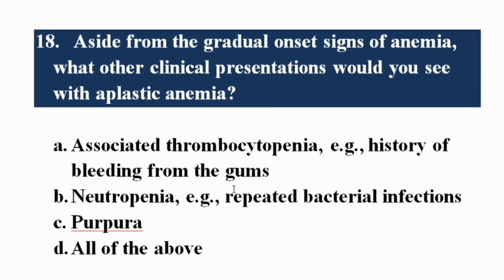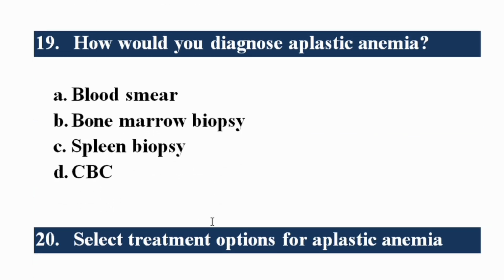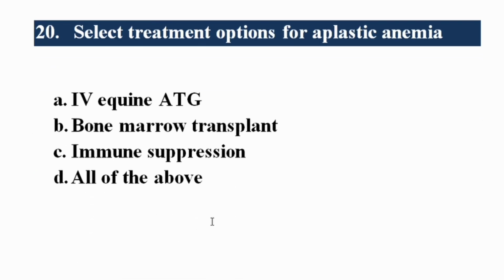Aside from the gradual onset signs of anemia, what other clinical presentations would you see with aplastic anemia? Right option is delta, all of the above. How would you diagnose aplastic anemia? Right option is beta, bone marrow biopsy. Select treatment option for aplastic anemia. Right option is delta, all of the above.